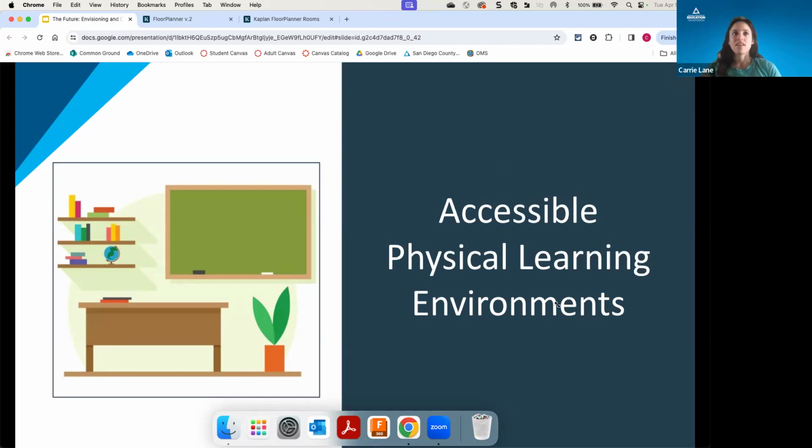Okay. So let's move on to accessible physical learning environments. And I wanted to include this in this envisioning an accessible future because I really wanted you to not only start thinking about products, which can be really helpful to students, especially if you have a school or a room in your school where you have 3D printing.